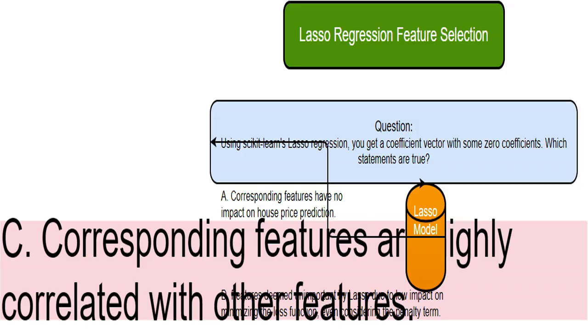The Lasso model, at its core, uses a technique called L1 regularization. Imagine it as adding a penalty for having too many features involved in the prediction. This penalty encourages the model to favor simpler explanations by setting the coefficients of unimportant features to 0.